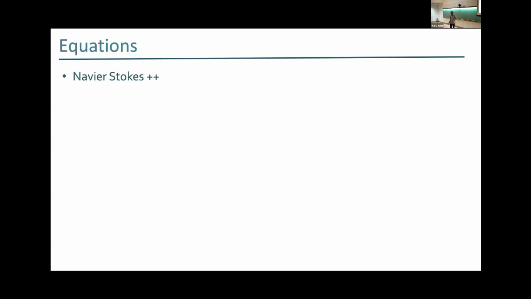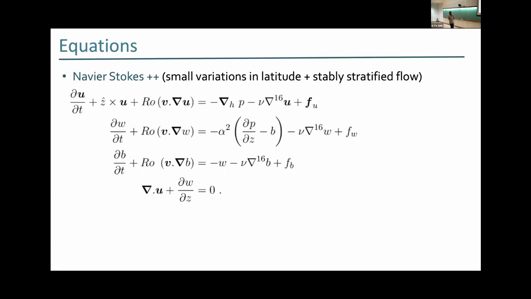You go to a rotating frame, you assume that the variations in latitude and longitude are small, and that's why you saw a box earlier, not a whole sphere. You restrict to a small region of latitude and longitude. Also, you assume that the stable part of the flow is when heavy water is at the bottom and light water is at the top, which is very natural. And the equations look something like this.